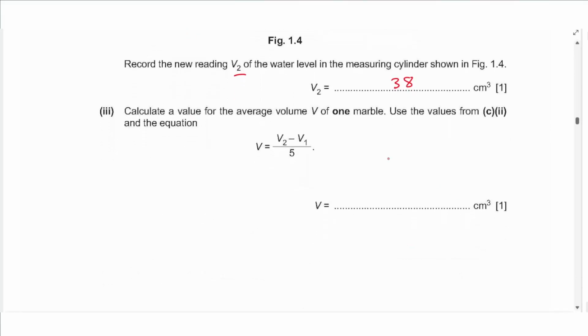Question I says, calculate a value for the average volume V of one marble. Again, we can subtract V2 minus V1. That's the total volume of the marbles themselves. But this is 5 marbles, so we divide by 5. So we are going to use the equation given to us here. So we have 38 minus 26 over 5. This gives 2.4 centimeter cubed.